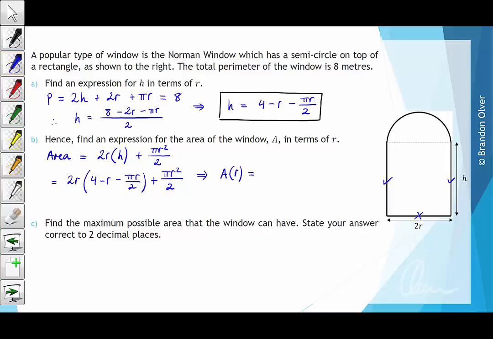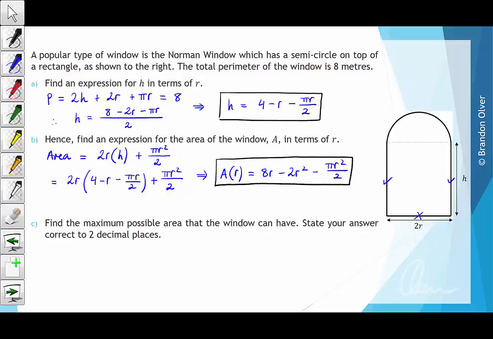And now if we simplify that, we get our area in terms of the radius is equal to 8r subtract 2r squared minus pi r squared on 2. So that's A of r, which is the function of the area of our window.